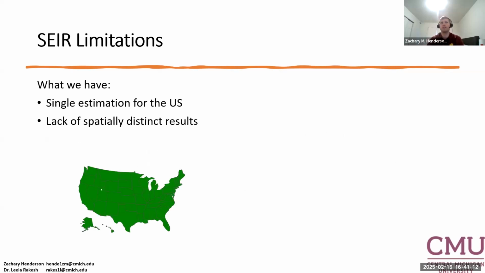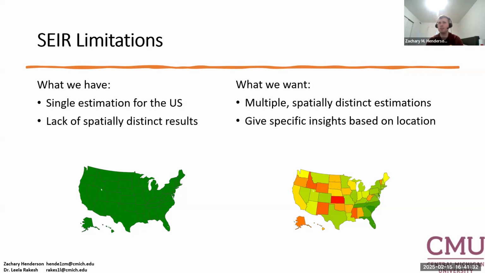So some limitations of the SEIR model on its own is that it gives a single estimation for whatever population we're looking at. In this case, we're looking at the United States and the different states within it. So every state has to have the same color, if you will, of number of infections. And there's no spatial distinction between different results here. But what we really want is to get multiple spatially distinct estimations. Where here, let's say I'm the governor of Michigan, maybe you're the governor of California. We want to know what's happening to our constituents rather than the country as a whole, since that might help us with our intervention planning a little bit more.